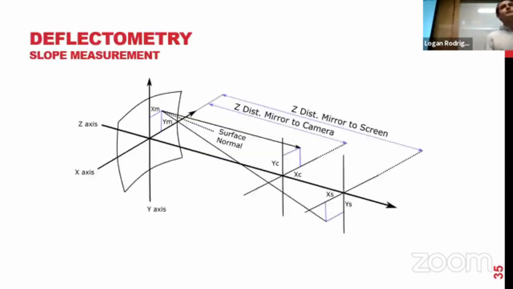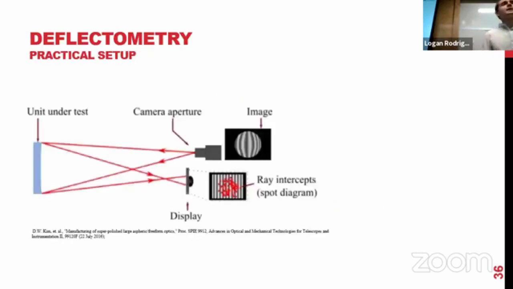So in a real system, we want to measure in three dimensions the local slopes. So we want to know the x slopes and the y slopes, and that allows us to reconstruct a full three-dimensional surface. We have to use the geometry. Typically, we'll use Cartesian coordinates, and it gets a little bit more complicated, but fundamentally, the idea is the same. We will expand beyond using a red and blue pill, and we typically use something like a digital display and a camera instead of an eyeball. As I said, the mirror will be referred to as a unit under test.